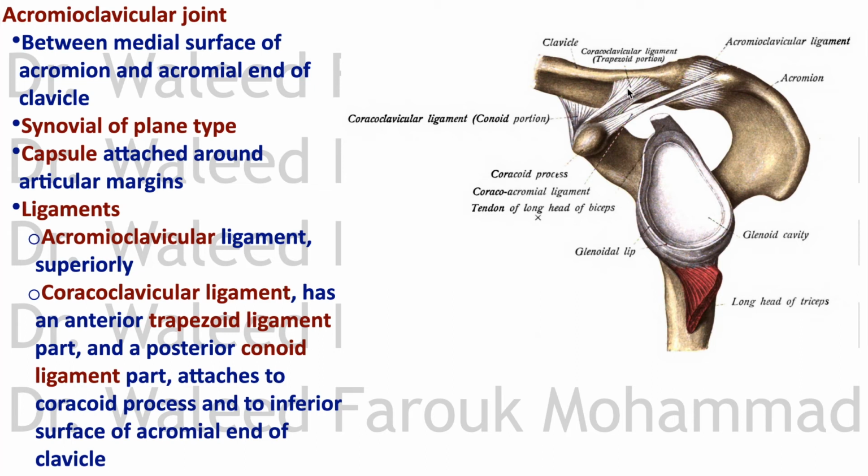Anterior part called the trapezoid ligament, and posterior part called the conoid ligament. So the conoid ligament and the trapezoid ligament are parts of the coracoclavicular ligament, the ligament of the acromioclavicular joint. Why does it belong to this joint? Because it fixes the bone that makes the joint, which is the clavicle. Okay? Great.